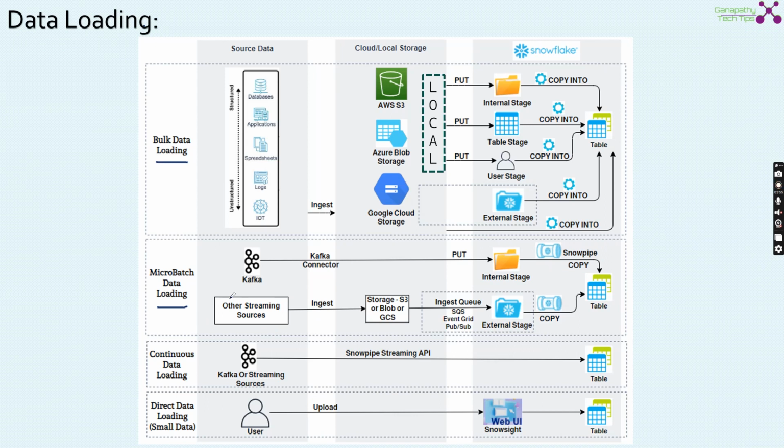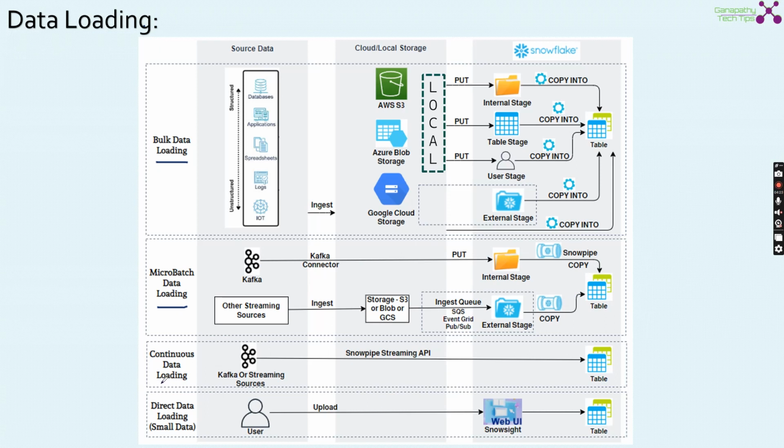Now the other streaming sources can very well ingest the data into any of the cloud storages, and then we can utilize the cloud based messaging system, which is SQS, or EventGrid from Azure, or PubSub from GCP, to load the data into the external stages, and then we can utilize the Snowpipe copy to load the data into the Snowflake table. Using these methods, we can very well ingest the micro batch data into Snowflake.